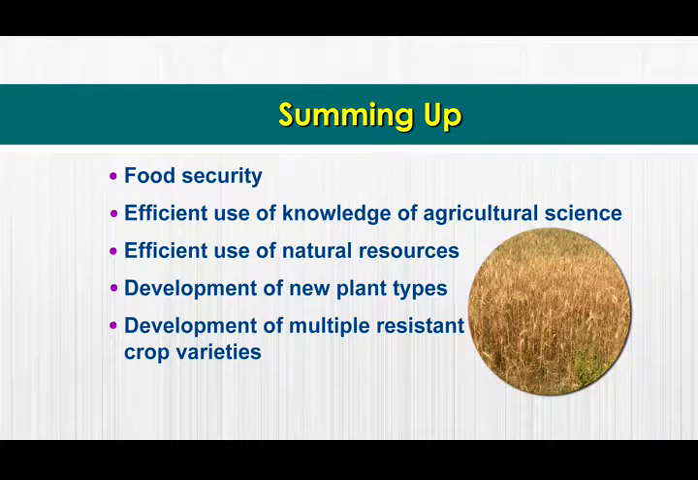Now, it is time to sum up this session. We have discussed that there is a great scope for diversification in agriculture. There is great scope for agriculture, for food security and to increase agriculture production. We can increase our agriculture production by efficient use of the knowledge of agricultural sciences. There is a scope for efficient use of natural resources. Then we have to develop new plants. We have to develop multiple resistant crop varieties.